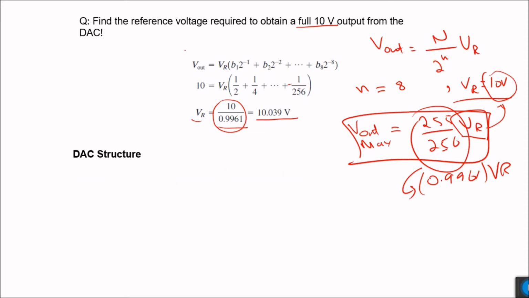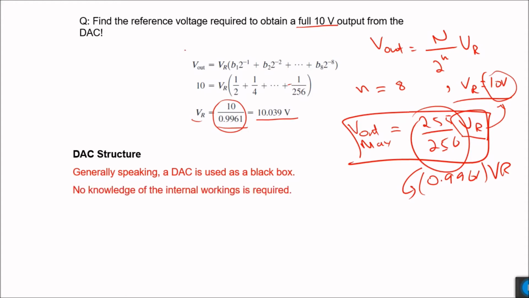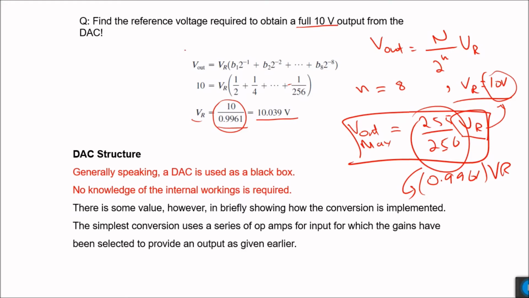So the question is, how does a digital to analog converter work? What is the internal structure of a DAC? So generally speaking, a DAC is used as a black box, and no knowledge of the internal working is actually required when you already have a DAC IC. But if you are designing a digital to analog converter, then you have to know what is the working principle. And even if you are not designing a digital to analog converter, you have to have some knowledge in briefly understanding how that conversion is implemented inside that black box.